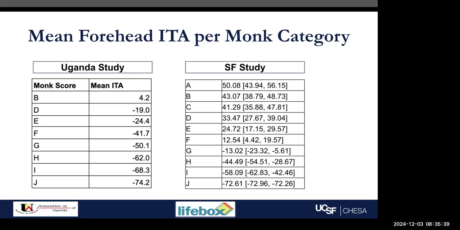This suggests a bias, or maybe operator bias: someone who is used to a predominantly dark-skinned population is more likely not to categorize people as dark as someone who is used to a light-skinned population. And that could be the explanation for this discrepancy between the ITAs in Uganda and the ITAs in San Francisco. Next slide.